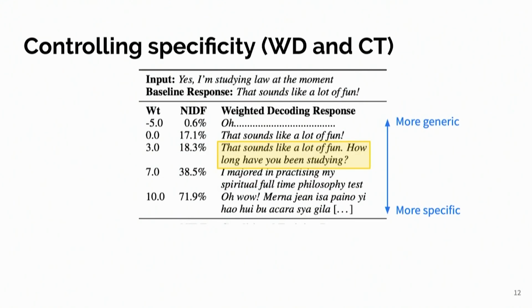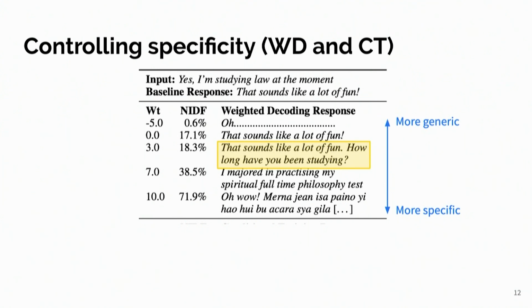So here we are trying to control specificity. In this scenario, the input, that is what the user just said, was, I'm studying law at the moment. So our baseline model just says, that sounds like a lot of fun, which is kind of okay, but it's not really that specific, it's a bit generic. So here you can see an example of what it looks like when we control the specificity versus the genericness of our response using this weighted decoding.